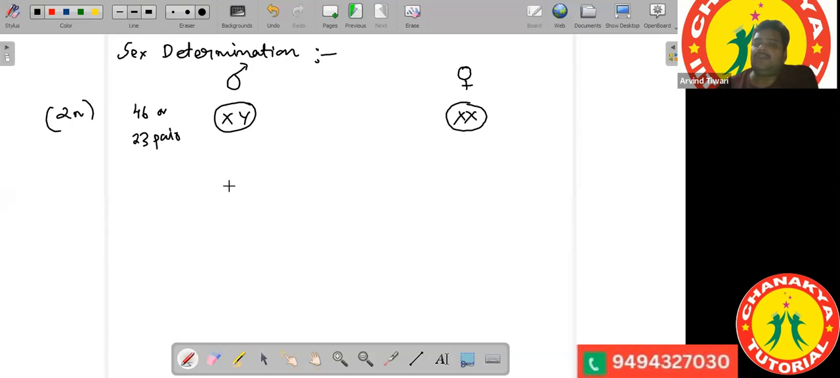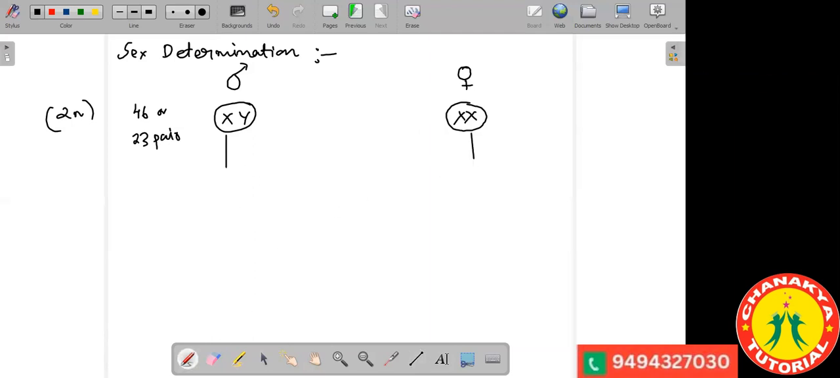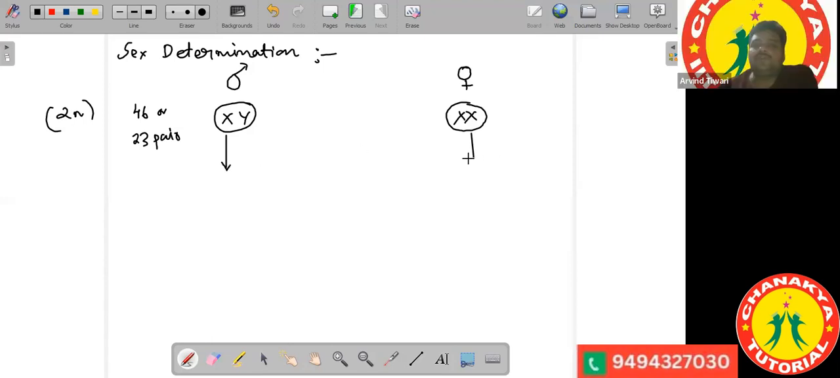So during the gamete formation, from these, can you tell which one is the dominant one? The X chromosome or the Y chromosome? Is the X chromosome dominant or Y? The Y chromosome is the dominant here, not the X one.